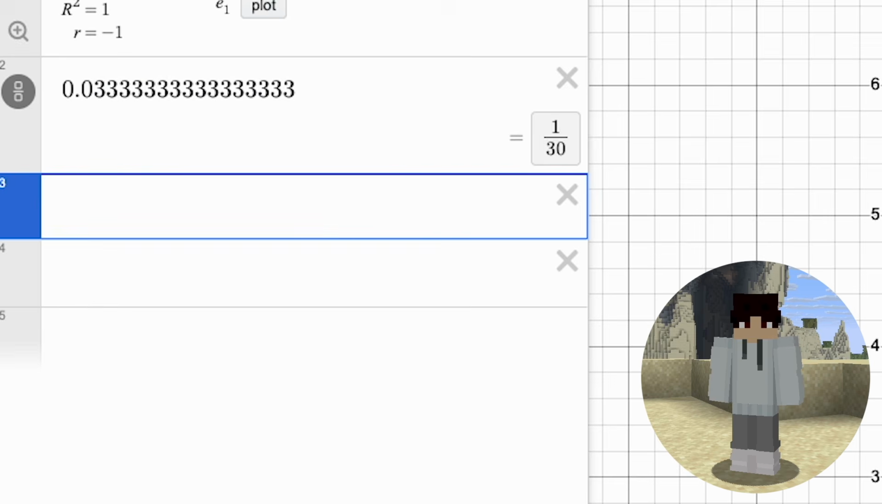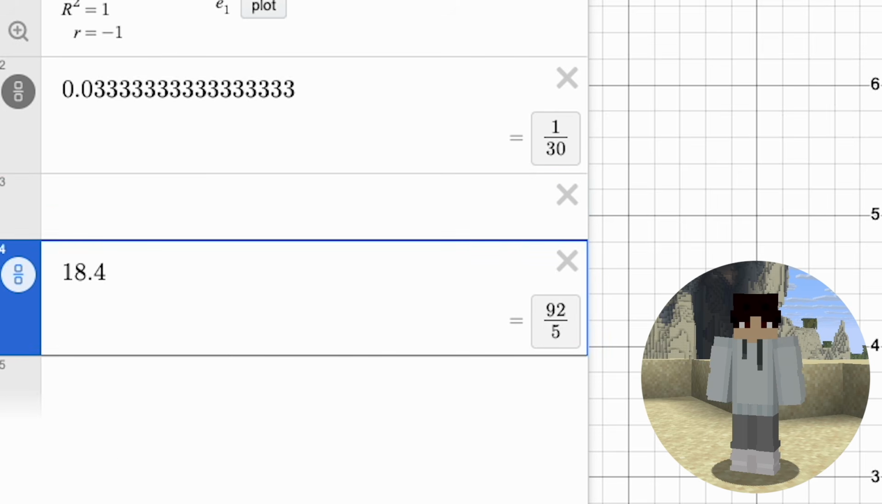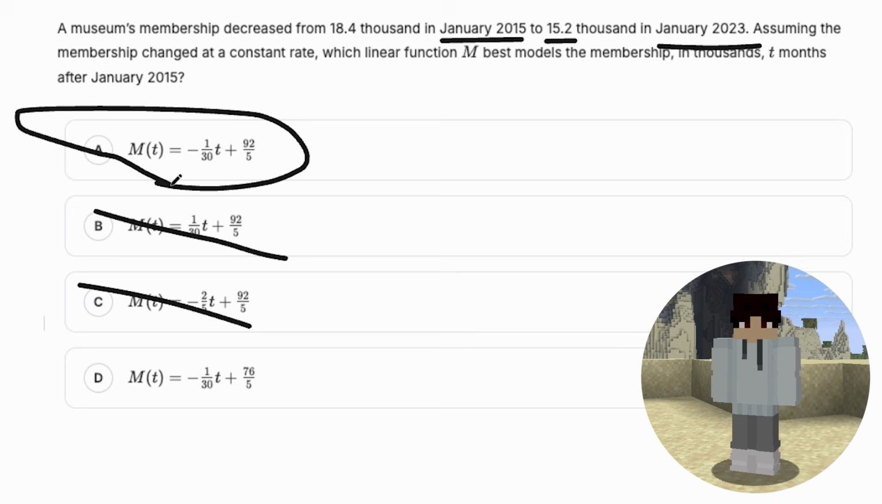And then what does 18.4 equal? Well, if we put 18.4, then we click that, it gets 92 over 5. So therefore it must be A. So I'll literally just use Desmos to basically do that exact problem for me. So kind of amazing that you can just do that, and this makes a lot of these problems easier than they would be otherwise.